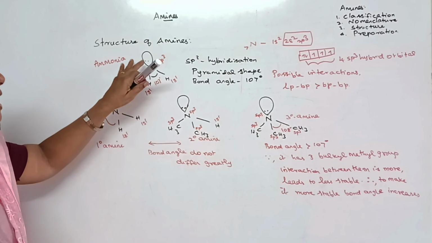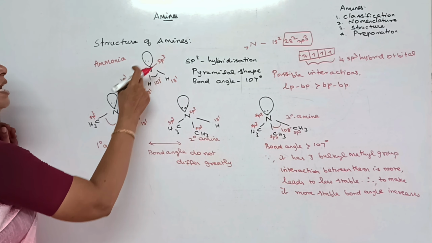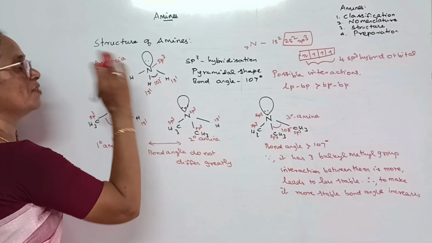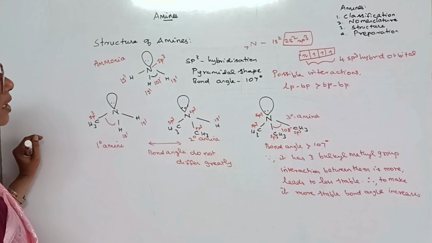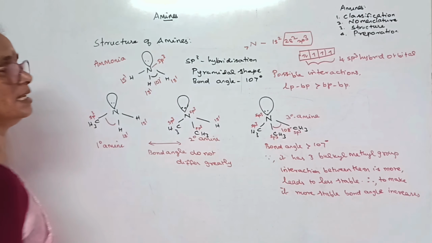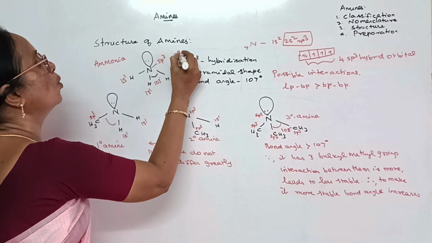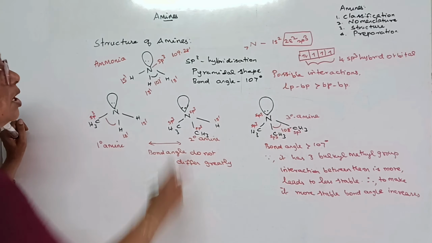So in ammonia, in the case of hydrogen, the sp3 hybrid orbital of nitrogen can overlap with the 1s1 orbital of hydrogen. So this makes the simplest form of ammonia. In this case, the bond angle between nitrogen and hydrogen is 107 degrees. Actually, it is lesser than 109 degrees 28 minutes. This is the tetrahedral bond angle.